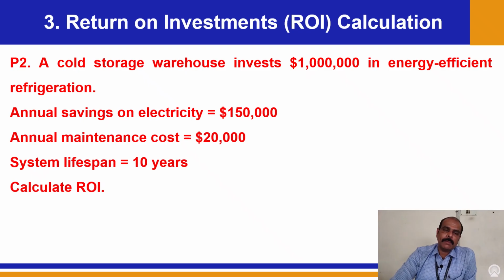In the earlier problem, they directly gave savings per year. Now in this case, savings has not been given directly, but it has been given under different headings: savings as well as maintenance cost. So we need to calculate the net savings. We save 1.5 lakhs from the equipment, but we also do some maintenance, which we need to subtract, and therefore we get the answer. Now we'll solve this problem.